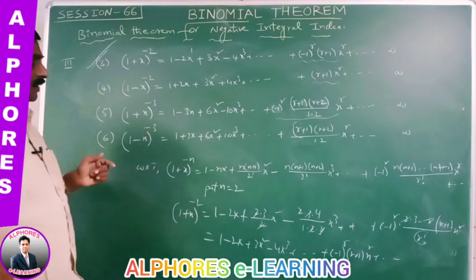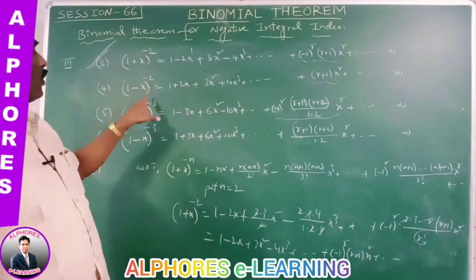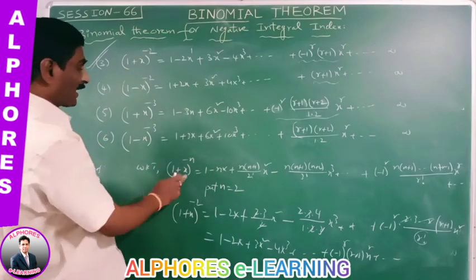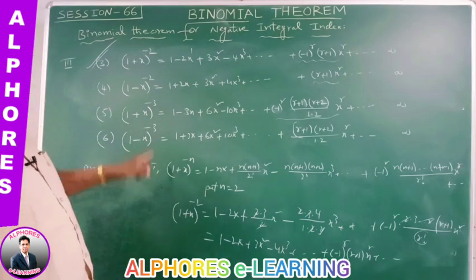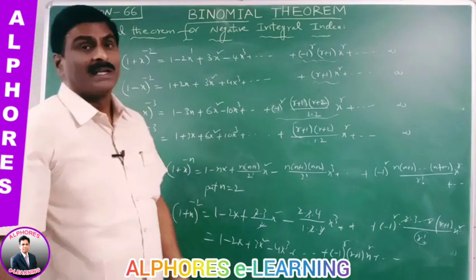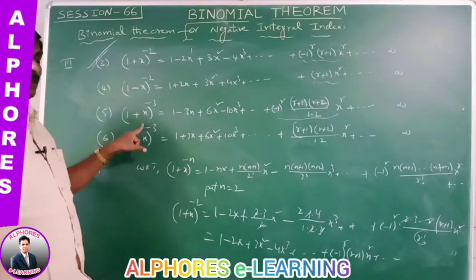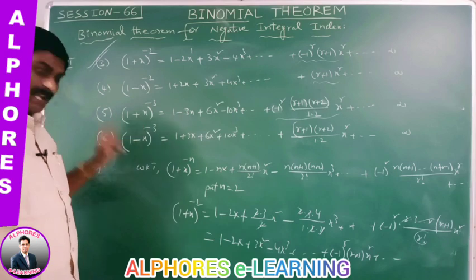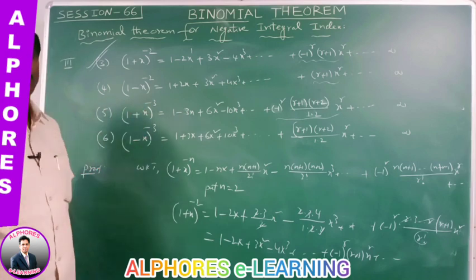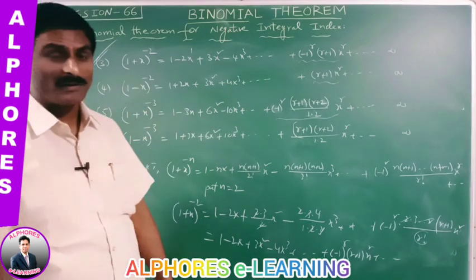Similarly, second one. Put n = 2 in equation 2, the (1 - x)^(-n) formula. We get all positive values. Similarly, put n = 3 in equation 1 and equation 2, then we get these two values. Please note these values, very, very important.